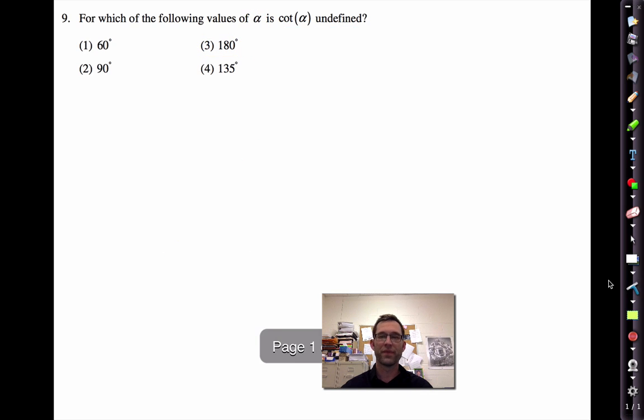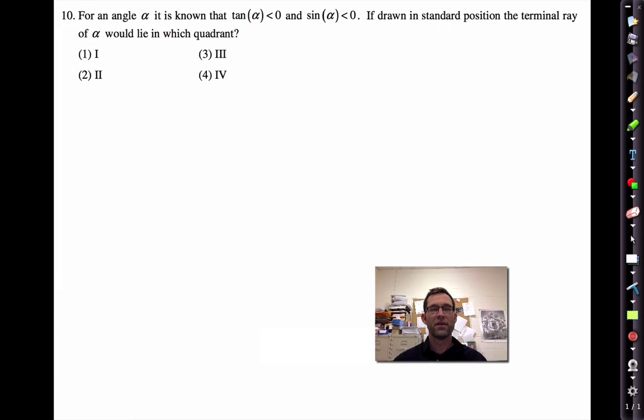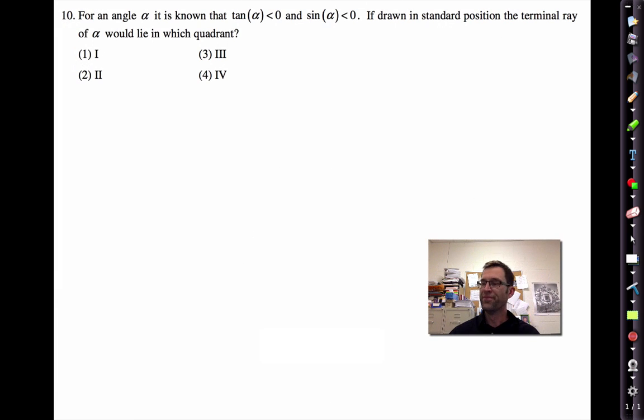All right, here we go. For an angle alpha, it's known that the tangent of alpha is less than 0 and the sine of alpha is less than 0. If drawn in standard position, the terminal ray of alpha would lie in which quadrant? We saw a problem like this before, but it had cosine and sine. Now it has tangent and sine. The sine's going to be pretty easy. Let's think about tangent again. Tangent of alpha is the sine of alpha divided by the cosine of alpha.